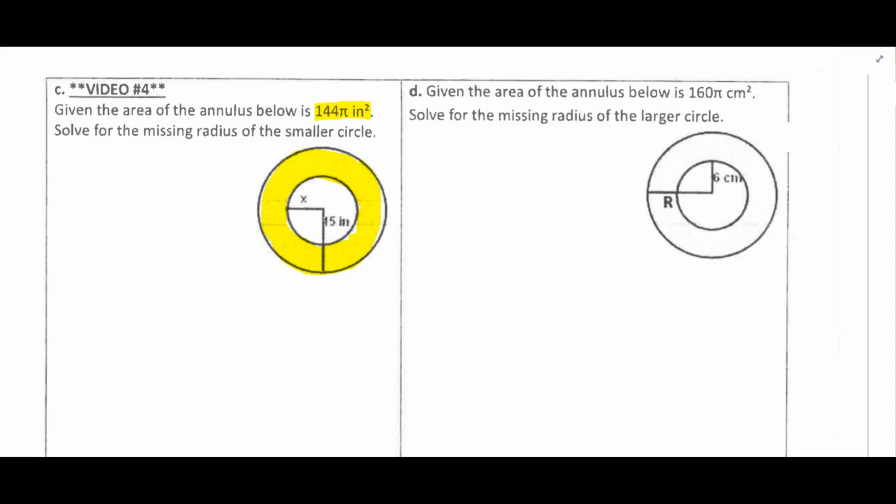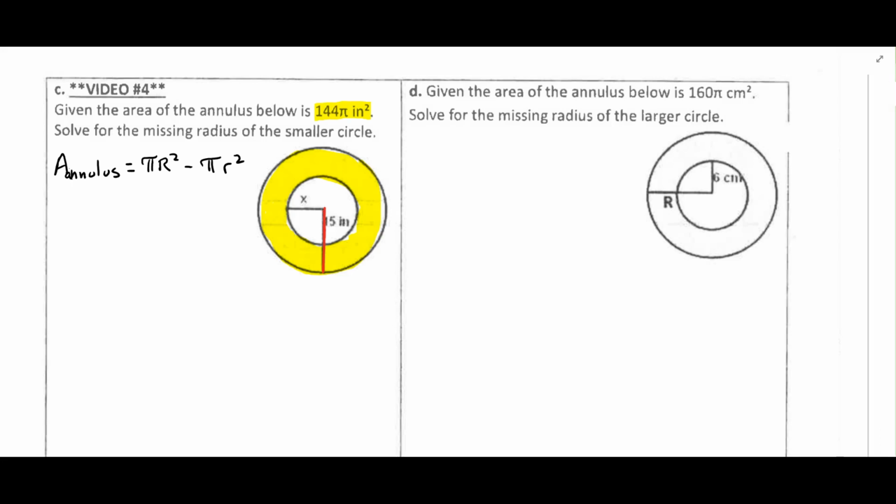So I always like to start with my formula. So the area of the annulus, let's put a little a in there, is pi times capital R squared minus pi times lowercase r squared. And this 15 here is for the radius of the large circle. Anytime on a quiz or a test, if you're not sure where a dimension belongs, make sure you ask. That is a question that I will answer.